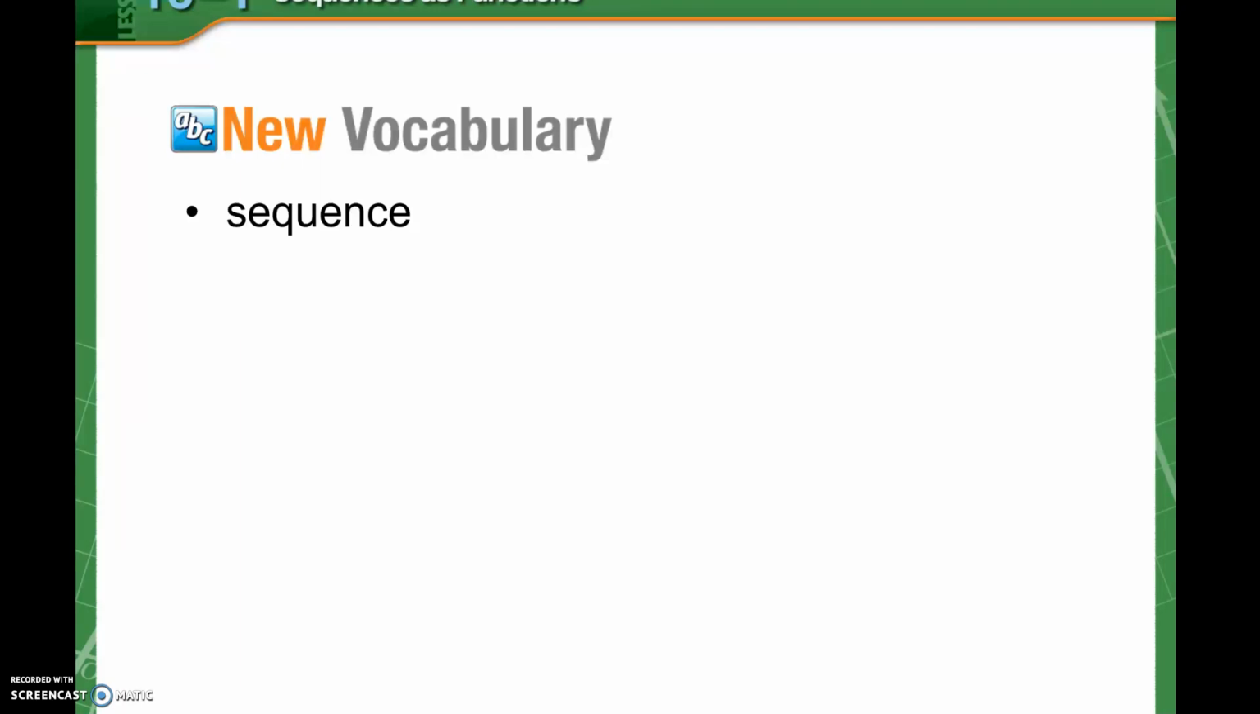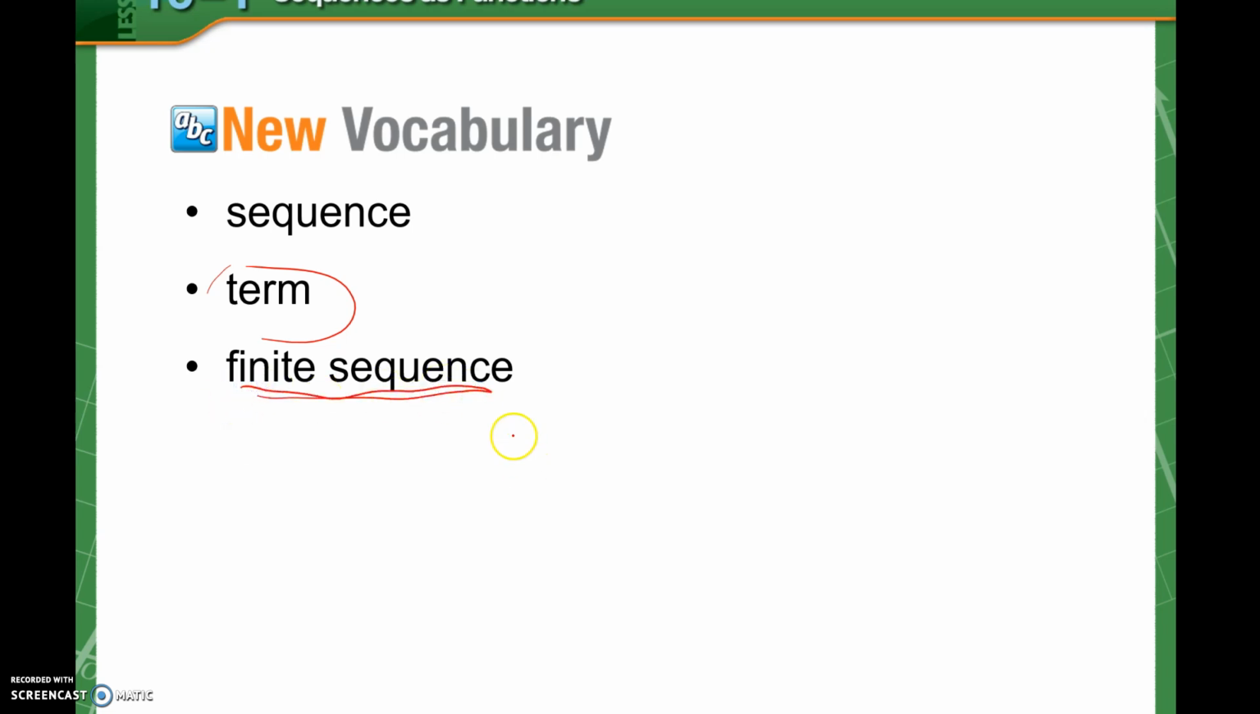All right, so this unit is on sequences, and sequences are patterns. Today we're going to talk about two types of sequences. Each number in the sequence is considered a term. A finite sequence is a sequence that has an ending, and an infinite sequence is one that continues on. And usually you can tell the differences.